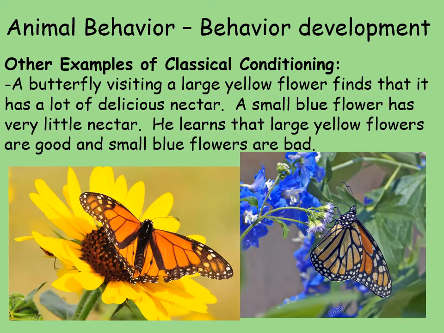Let's say a butterfly visits a large yellow flower, finds it has a lot of delicious nectar, and then he visits a small blue flower that has very little nectar. So he learns that large yellow flowers are good and associates them with high amounts of nectar, and he associates small blue flowers with being bad, with not having a lot of nectar.